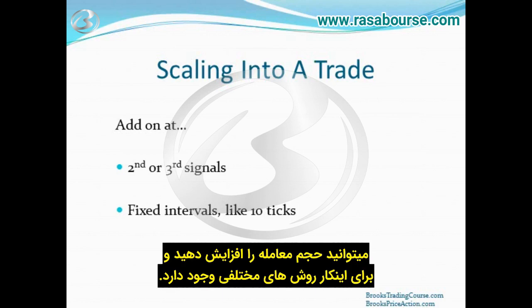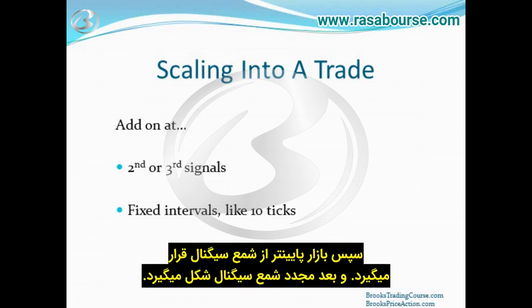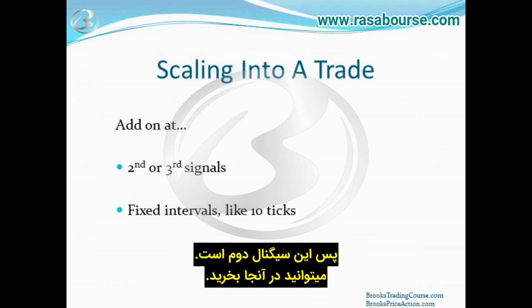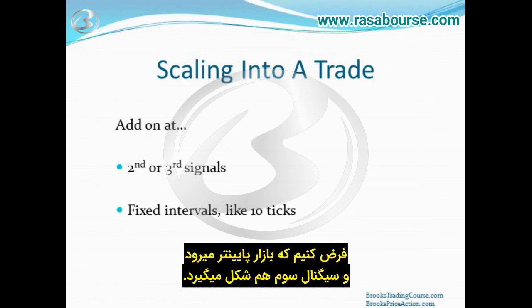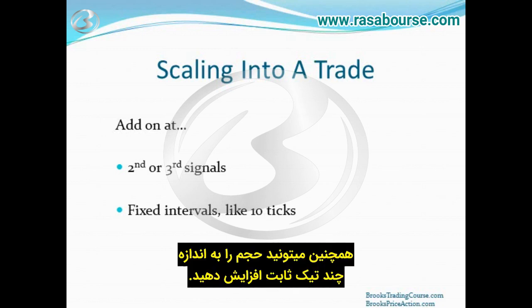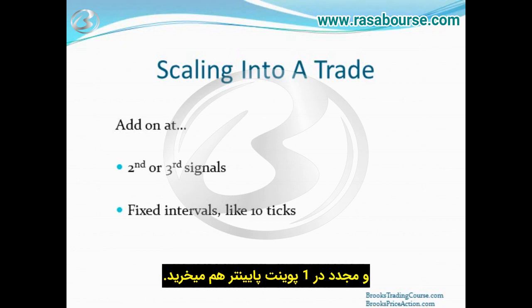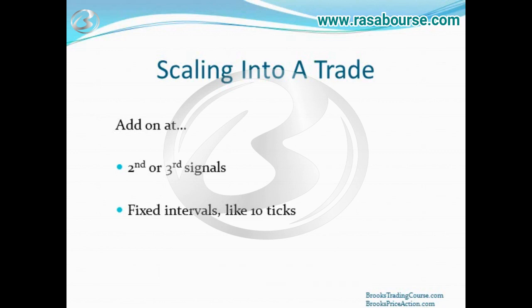You can add on. There are different ways to do it. One is, let's say you're buying a pullback in a bull trend, and it triggers, and then the market falls below the low of your signal bar, and then forms another signal bar. So that's a second signal. You can buy there. Let's say it falls further, and you get a third signal. You can buy there. You can also add on at a fixed number of ticks. So for example, in the E-mini, you may buy, and then have a plan to buy more 1 point lower, and buy more 1 point lower again.